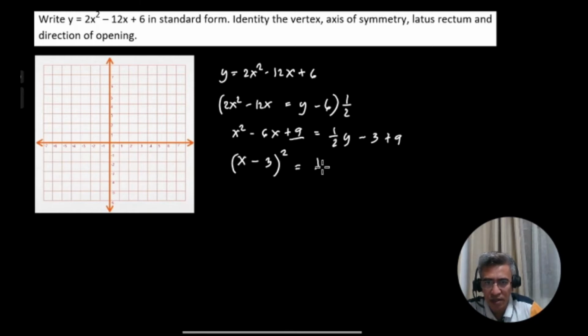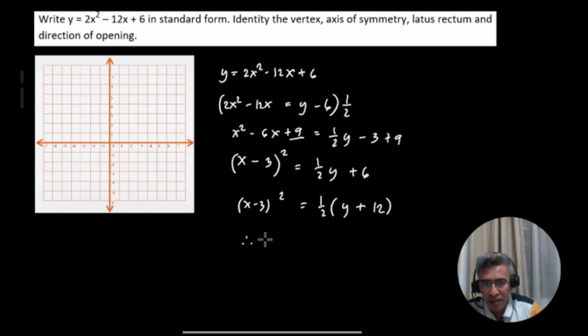and this is 1/2 y minus 3 plus 9 is positive 6, and we extract the coefficient of y, which is 1/2, so 1/2 y, and we extract 1/2, so therefore we multiply by 2, 12, which means 12 over 2 is also 6, and y times 1/2 is 1/2 y, and this is x minus 3 squared.